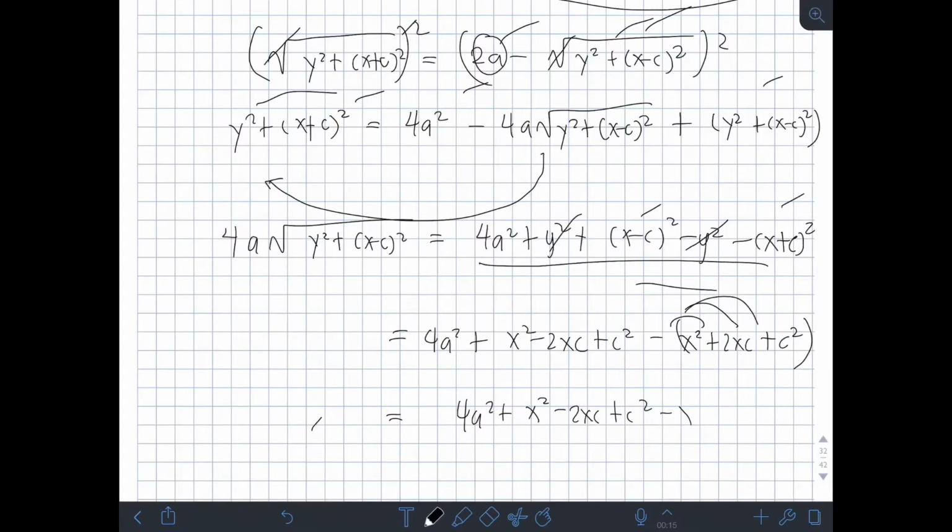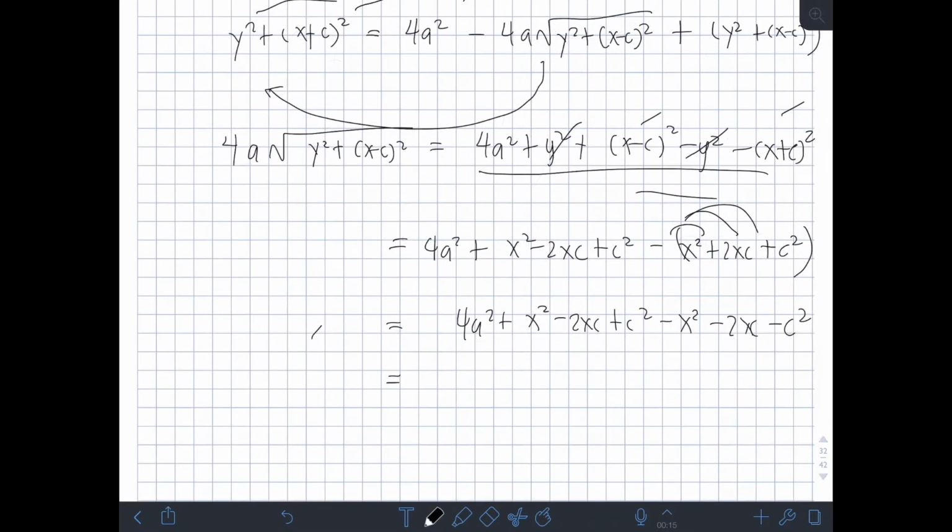So, distribute yung negative, negative x squared minus 2xc minus c squared. So, combining similar terms, we have cancel x squared, cancel c squared. Ito, combine, negative 4xc. So, magiging 4a squared minus 4xc. Equal dito sa 4a square root of y squared plus x minus c squared.